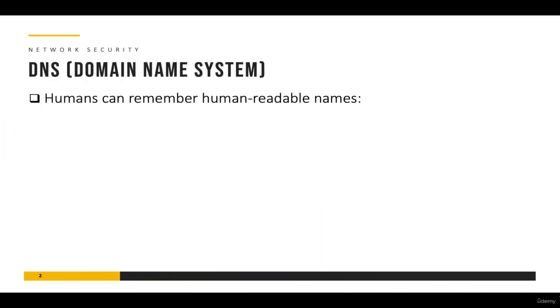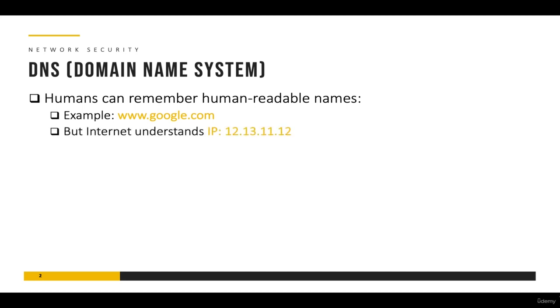So the problem is that as humans, we can only remember human readable names such as google.com. We cannot remember the IP addresses. However, the network infrastructure needs IP addresses. So if you want to go to google.com, you need to specify a destination IP address. So there is this dichotomy. As humans, we can only remember human readable names, whereas the infrastructure needs IP addresses. So the DNS system comes to our rescue and helps us convert names to IP addresses.